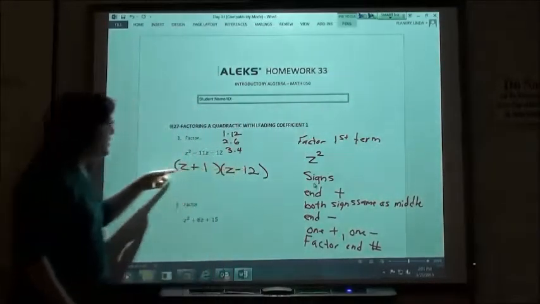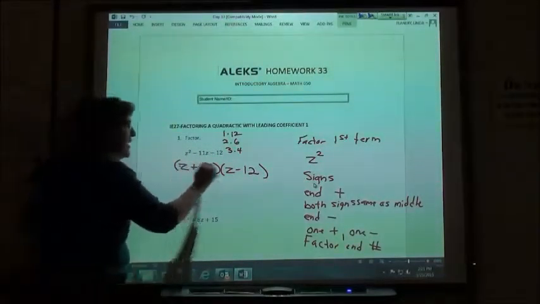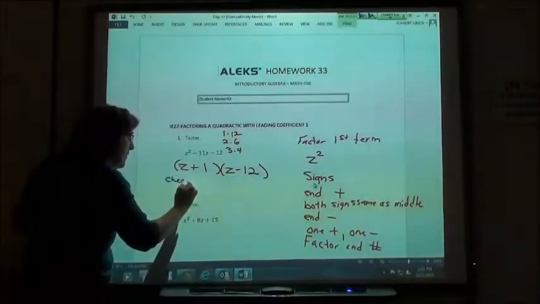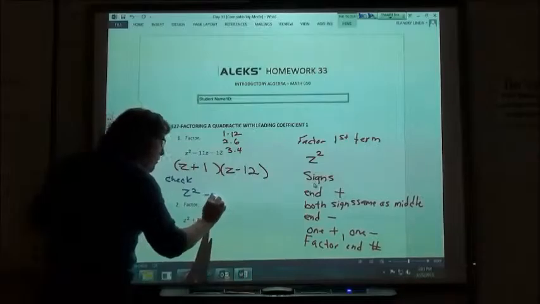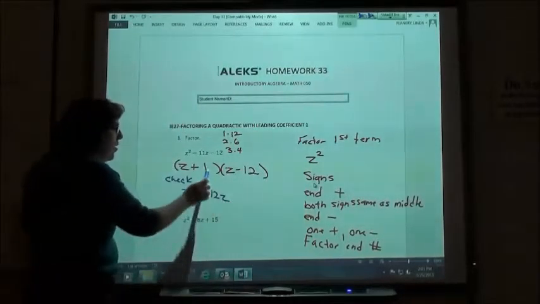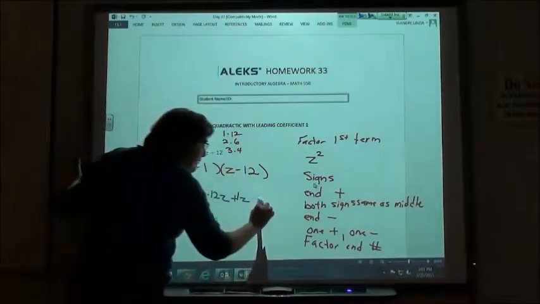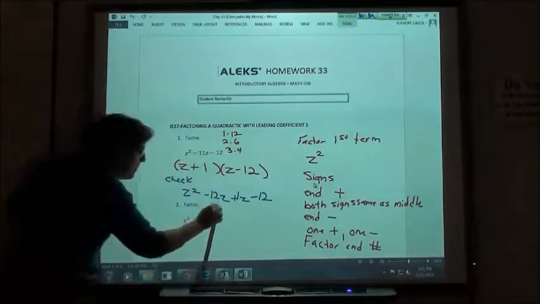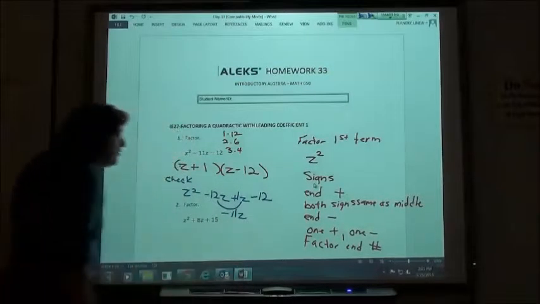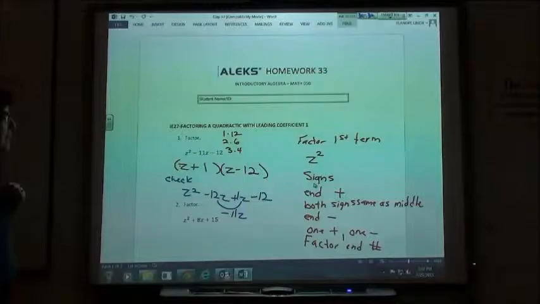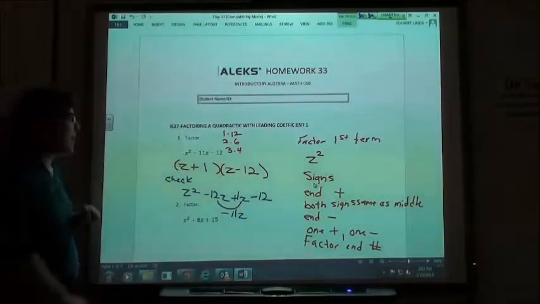I can always check these answers by foiling them back out to see if I get what I started with. Z times z is z squared. Z times my minus 12 is minus 12z. 1 times z is a positive 1z. 1 times a negative 12 is a minus 12. My middle term should add up to the middle here. Negative 12 plus 1 is the minus 11z in the middle. So that when I multiply this out, this is what I get for my answer.